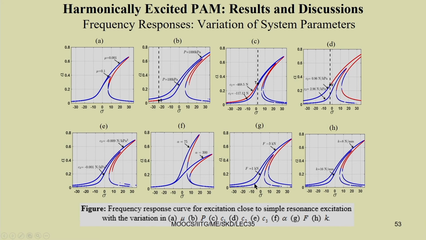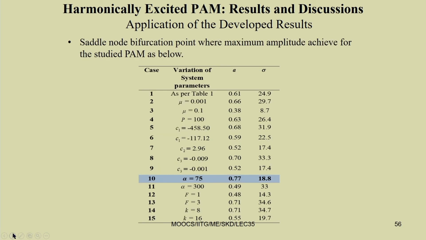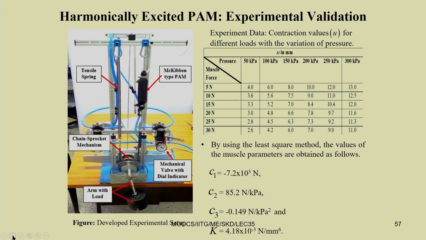Due to higher forcing the response amplitude is high. Then this variation of K is also taken, this nonlinear term in the muscle force. Due to that also it has been plotted. So, this way you can find the different responses, and also you can apply it for different application purposes. Here we are not going to tell you in detail regarding this application.